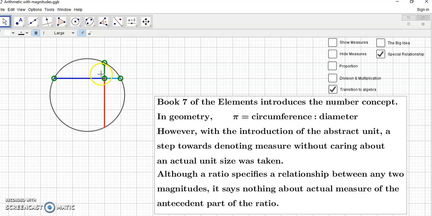And if we do that, we get to the fact that pi is approximately equal to 3, or 3.1, or 3.14, etc. But it says nothing about the actual measure of the antecedent part. It says nothing about this measure here, only an approximation, okay? Because any circle will produce the same equivalent ratio, right?